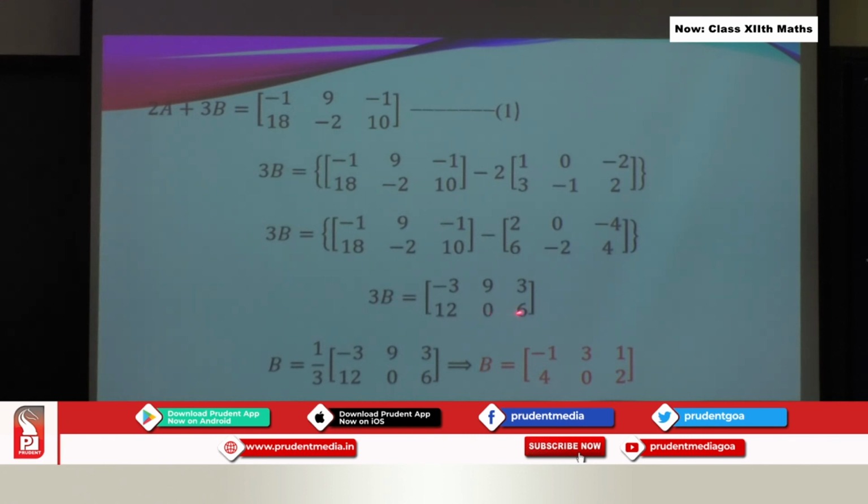Remember, I am interested in matrix B, not 3B. So what I get? Matrix B equals 1 by 3 into this matrix. Again, it is pure scalar multiplication. So what happens? This 1 by 3 will go and multiply to each entry present in this matrix, and I get the output as this, matrix B. So here I got my matrix A, I found my matrix B, and this is how this problem ends.